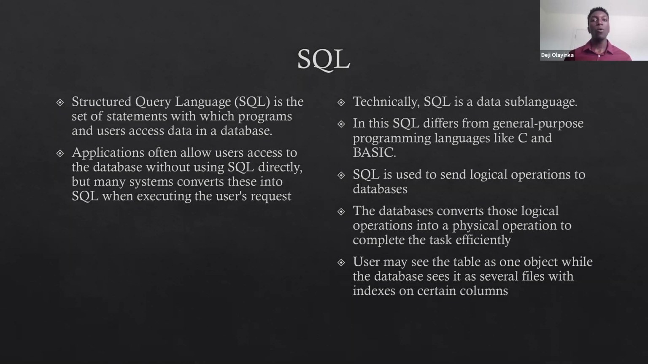But then the database goes on to convert those logical operations into a physical operation to complete the task efficiently. So while we as users see the table as one object, the database might see it as several files with indexes on different columns spread over different hard drives. So there's a level of conversion from SQL into the actual physical plan that the database management system would use to extract that data.